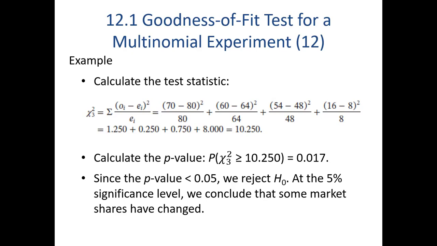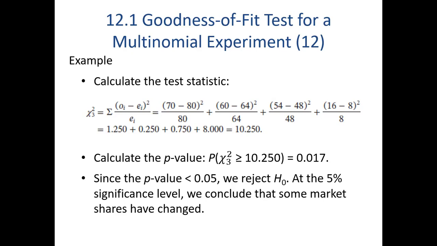So then we press the stat button, highlight test on the top row, scroll down to chi-square GOF, and hit enter. Observed is L1, expected is L2. 1, 2, 3, 4 categories now because we combined the original 4 and 5 into 1. So degrees of freedom is still 3, and we calculate. Our chi-square is 10.25. P-value is 0.0165, which is less than 0.05.